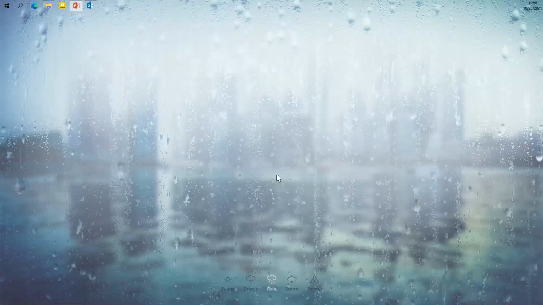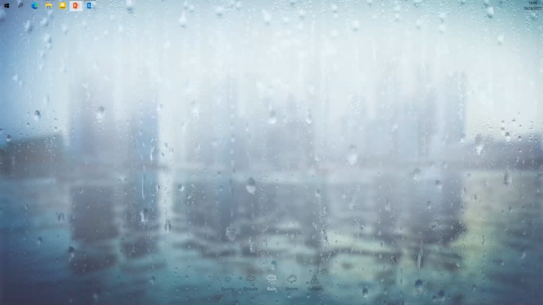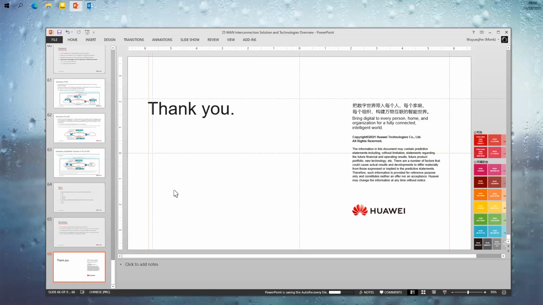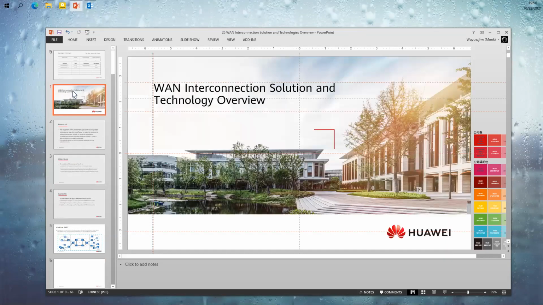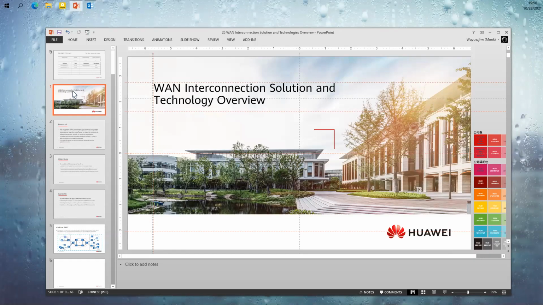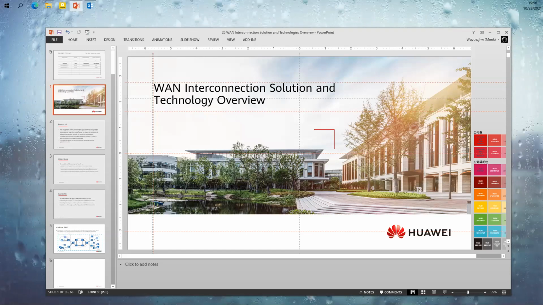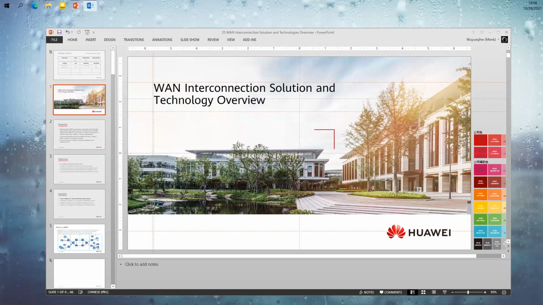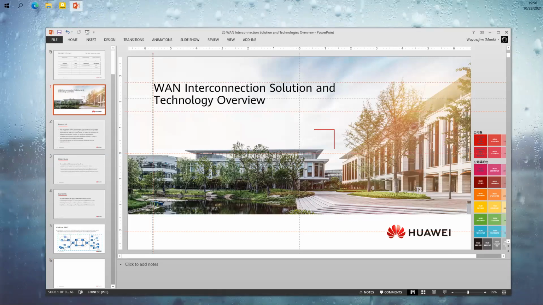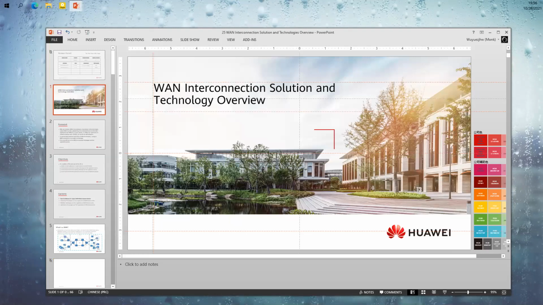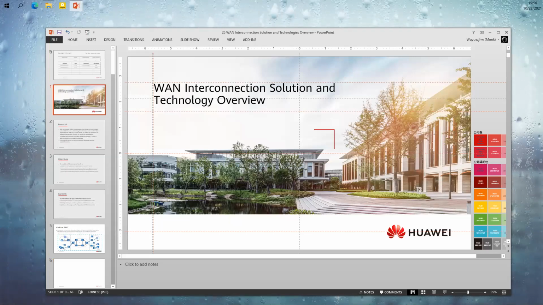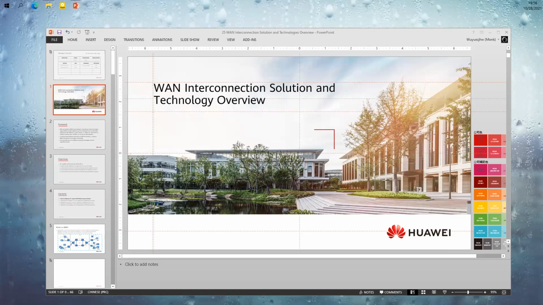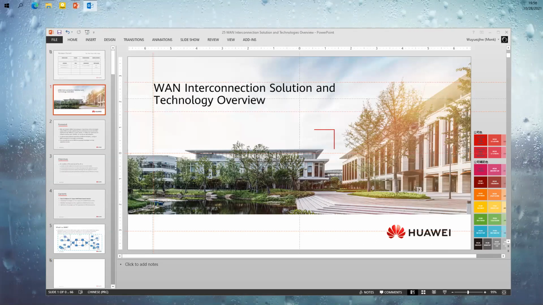The purpose of this slide is to give the students a basic idea of what a WAN interconnection looks like and which kinds of technology will be used for the WAN interconnection. Any question for this slide? No question? Okay.